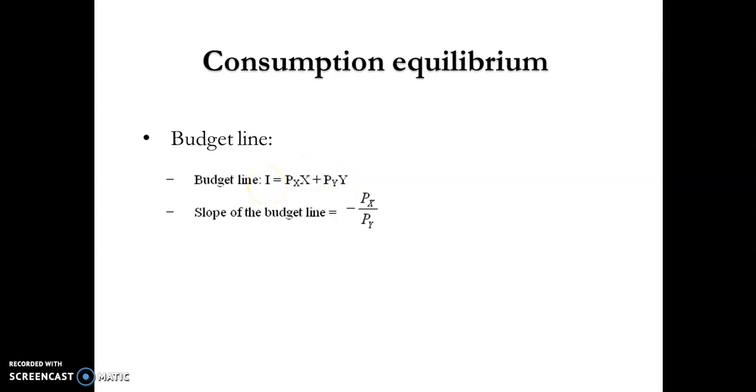And again here, you know that the slope of a linear function, or your straight line, is given by your change in y over your change in x. So if this equation were to be rearranged such that it is an equation of a straight line, the slope is going to be given as the ratio of the prices. So it's the negative ratio of the price of good X over the price of good Y.